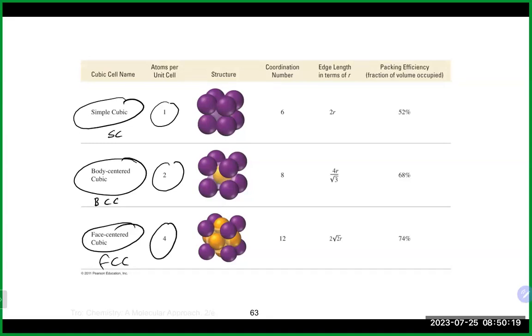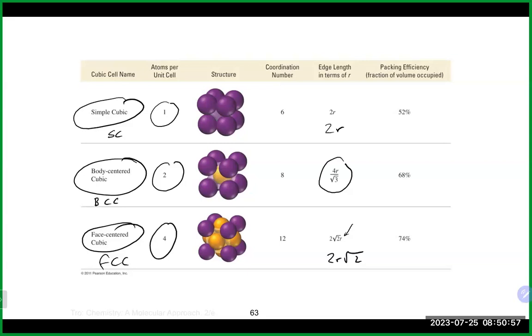Now, to calculate the edge length, which is important, you take 2r, where r is the radius, if it's simple cubic. You take 4r divided by the square root of 3 for body-centered. And for face-centered, I'll rewrite it this way: it is 2r square root of 2. Although it may look like the r is under the square root, it's actually not in that particular case.